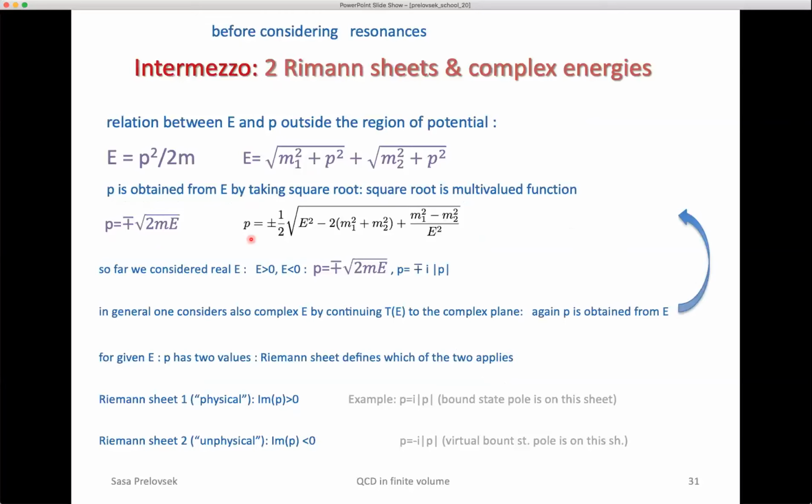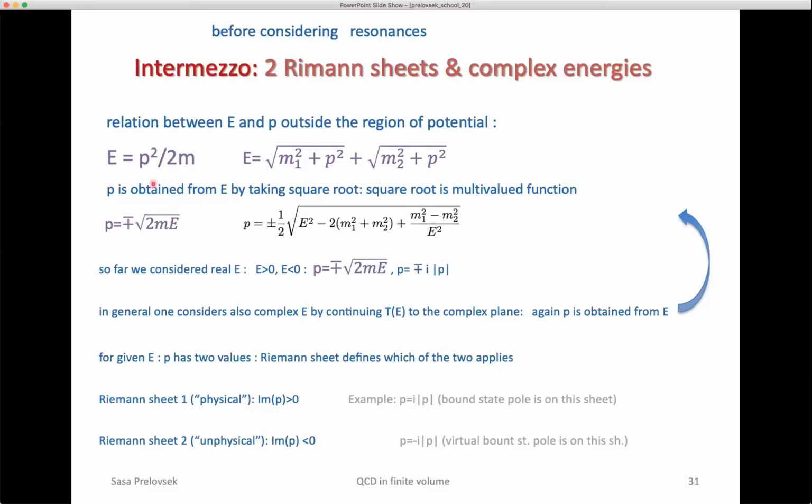Before we go to resonances, I would like to make an intermezzo, because it turns out that resonances correspond to poles of the scattering matrix away from real energy. So let's do this intermezzo a few slides before we go to resonances. It will be about Riemann sheets and how we look for poles in the complex energy plane.